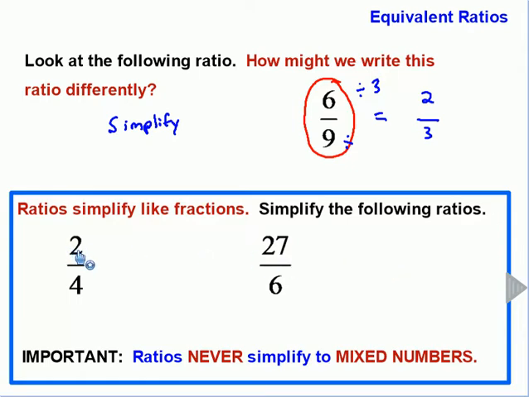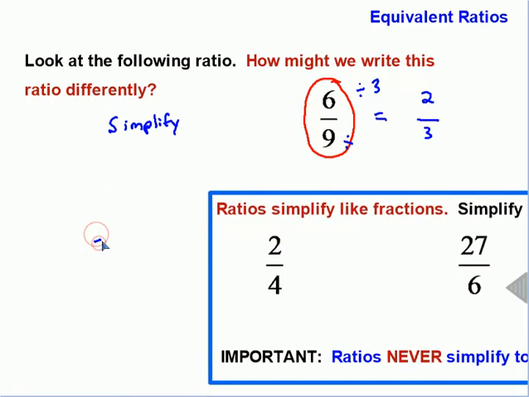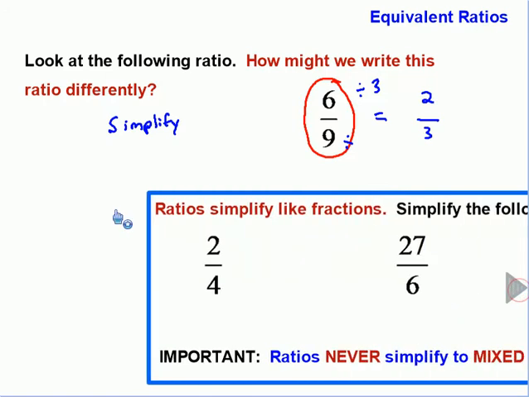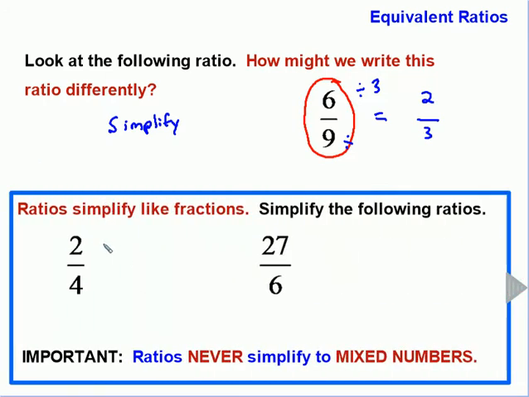In this case, we have 2/4. 2 can be divided by 2. Whoops, I lost my screen there. Let's try to pull that out again. 2/4 can be divided by 2 on the top and 2 on the bottom. 2 divided by 2 is 1. 4 divided by 2 is 2. We get 1/2. So our answer is 1/2.